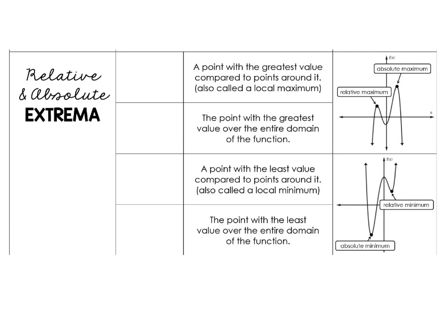Okay, so some more vocabulary. The next part says that if we have a point with the greatest value compared to the points around it, then this is going to be called a relative maximum. Important for y'all to know these because you will be asked to identify them from a graph. And the point where the greatest value over the entire domain of the function, everywhere, then this is going to be an absolute maximum.